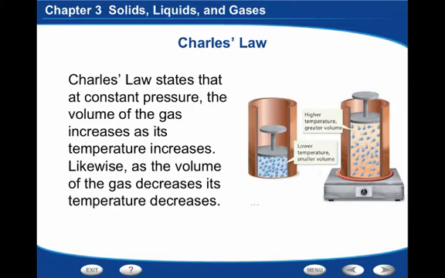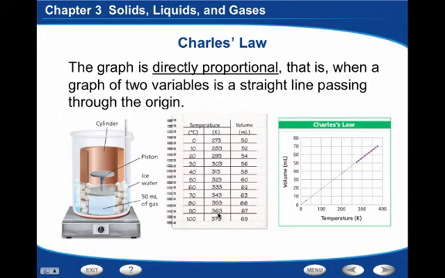Charles' law states that if we have a constant pressure, the volume of the gas increases as its temperature increases. And also, as the volume of the gas decreases, the temperature decreases. So they both either increase or they both decrease if we're talking about Charles' law, and that's temperature and volume. If we were to do a lab and collect the data, the graph would be what's called directly proportional. That means it's going to create a straight line passing through the origin, and it just means as the temperature increases, the volume is going to increase.